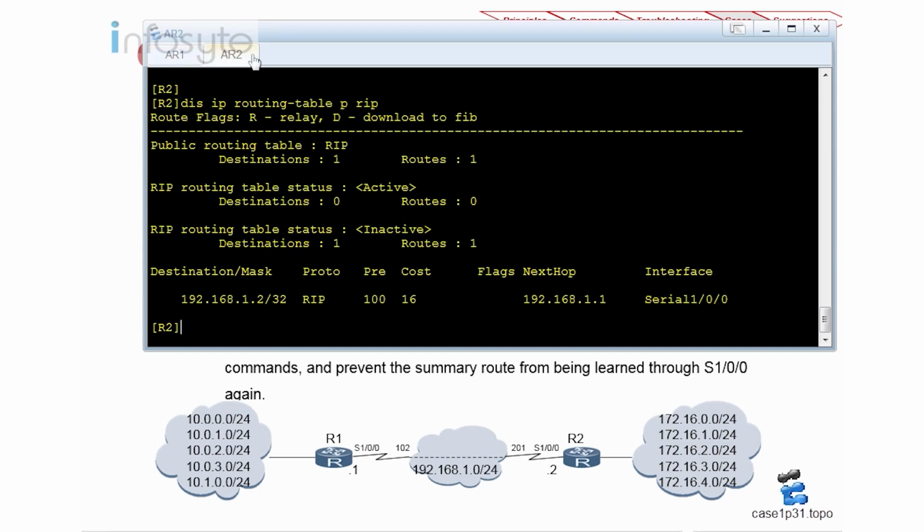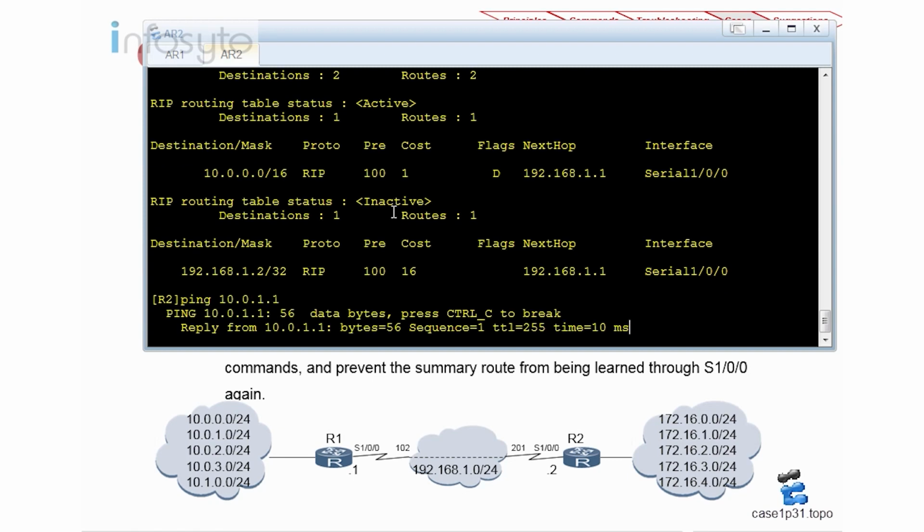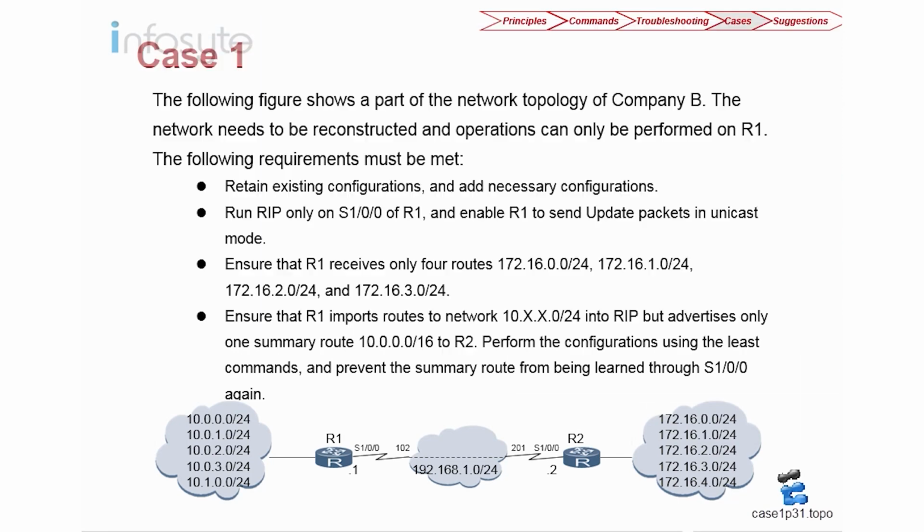So let's go back to router 2. We do a display routing. Okay, so there you go. Alright, so this is our /16. So let's do a ping to 10.0.1.1. You can see that it's working. So that's the summarization, and that is all on case number 1.